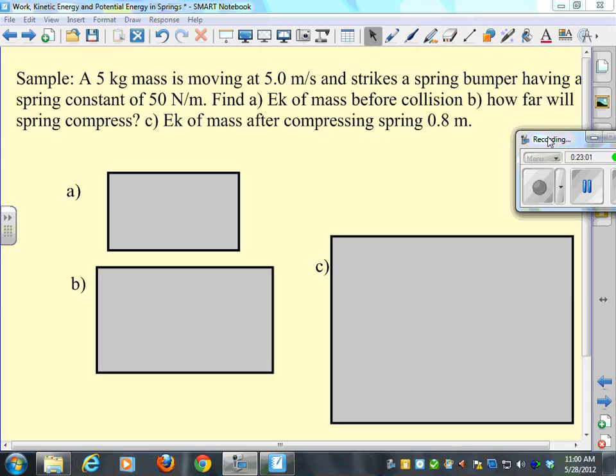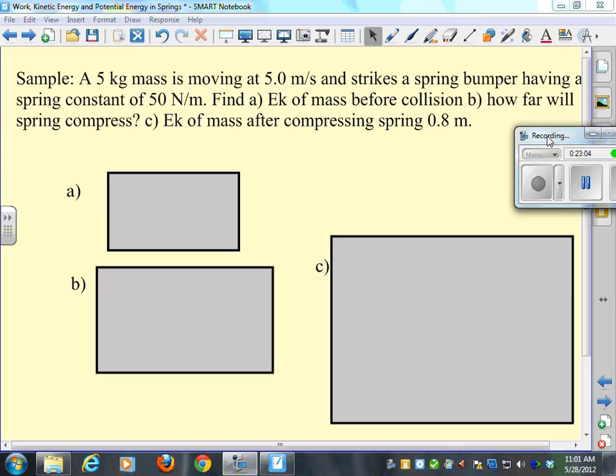How about you guys give this one a try on your own? A 5 kilogram mass is moving at 5 meters per second. It strikes a spring bumper having a spring constant of 50 newtons per meter. Find the kinetic energy of the mass before the collision. Find out how far the spring will compress. And find the kinetic energy after compressing 0.8 meters. I know you should be able to do A and B.